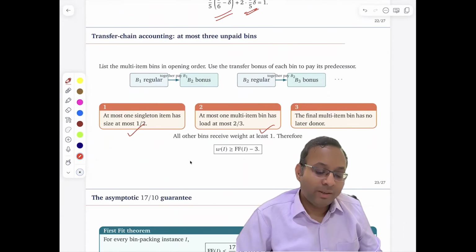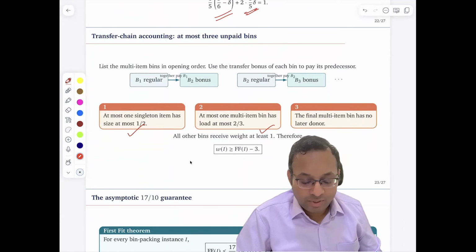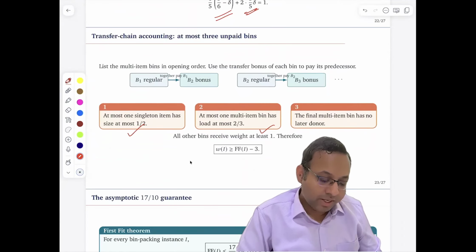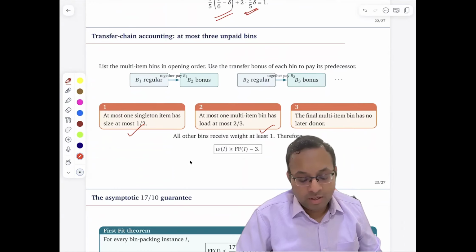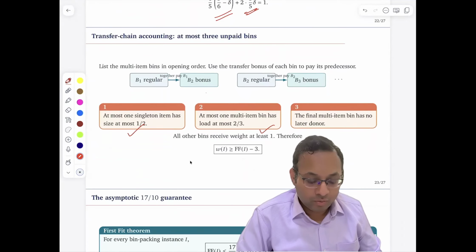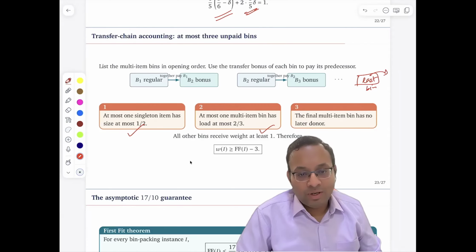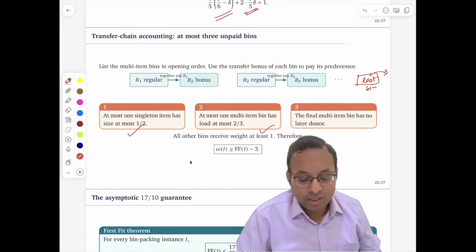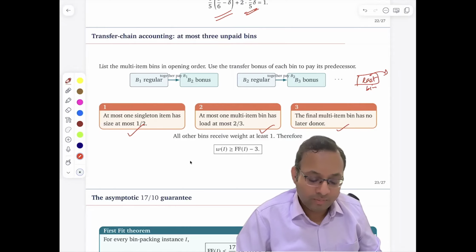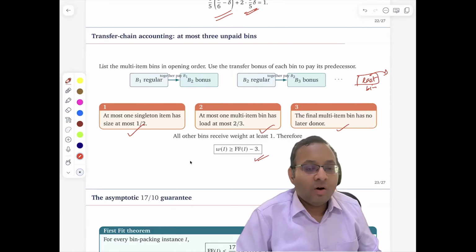There is one multi-item bin which can have load at most 2/3. And the third bin is basically in the charging, we are taking a bin B1. We look at all the multi-item bins, and we can charge B1 to the next bin B2, which has 2 items, which we could not put here, and continue. So the last bin, we cannot charge any more to the next bin for its weight. So it can still have less than 1. There is no later donor. So this third bin is also a problematic bin. So except these 3 bins, all other bins have weight 1.